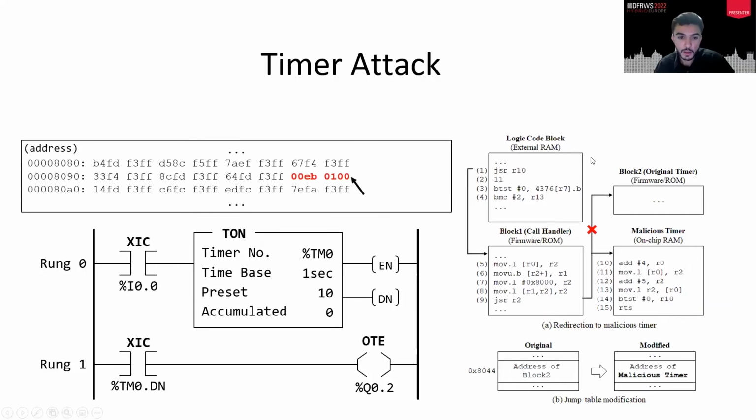So this is a jump instruction. This is a malicious instruction we put. So instead of jumping to the actual timer instruction, it jumps to the malicious timer. So the attacker has complete control. Whether it wants it on or off, it has complete control, and that's just how effective this attack is. So we did a case study.